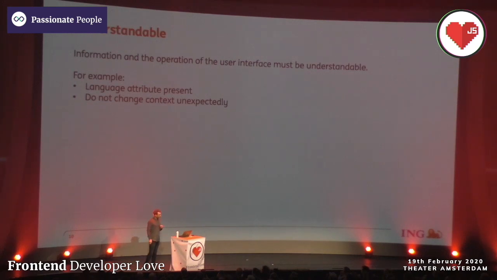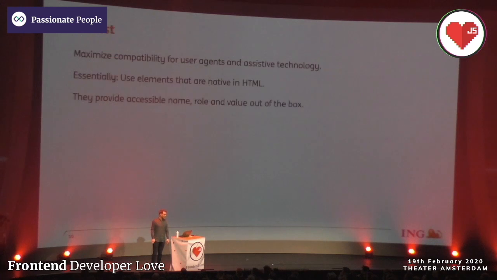And then also do not change context unexpectedly. What I mean by this is, for example, if you have a drop-down and you activate a particular item in a drop-down, you should not navigate to a different page, for instance. That's not what you should expect. A form where you have a drop-down should only submit the form, basically, and not change context in the sense of navigating to a different page, for instance. That's unexpected.